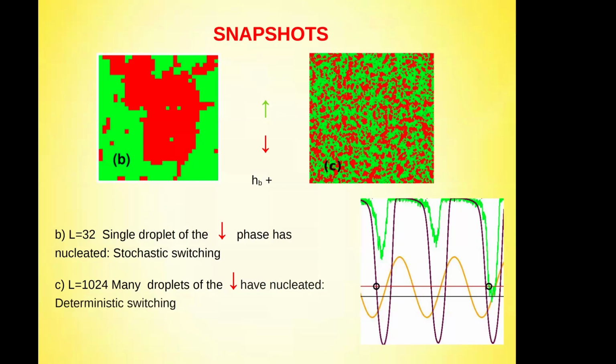What happened is, for the same values, when you see the large system, you see a completely different picture. Many droplets of the stable phase, remember, is the green one, have nucleated. And this is very typical, and this defines a deterministic multi-droplet switching.